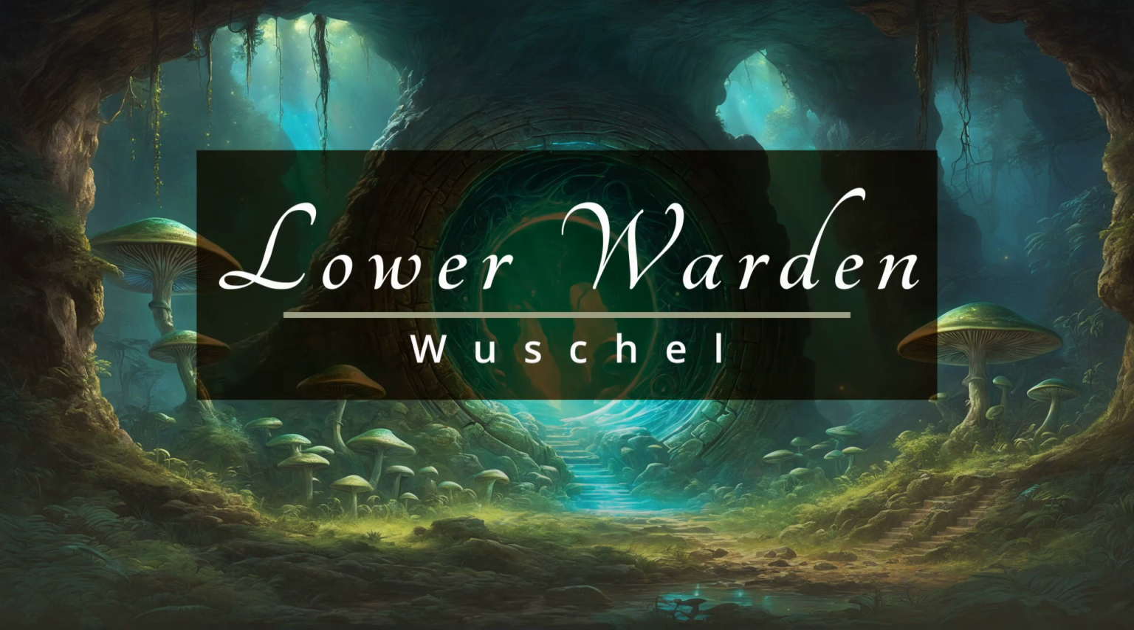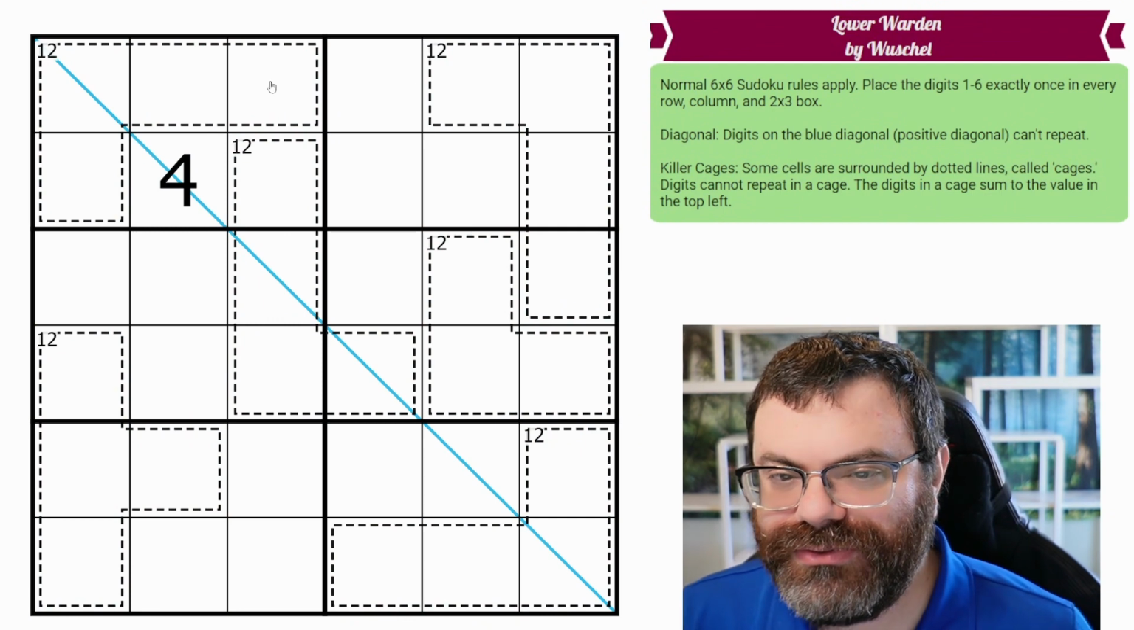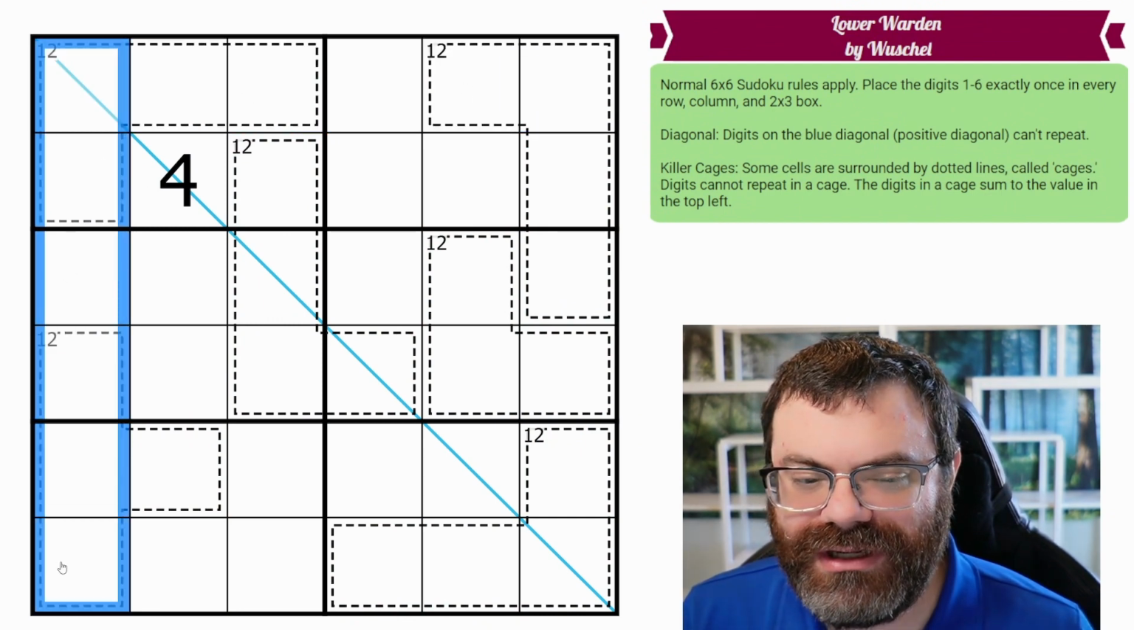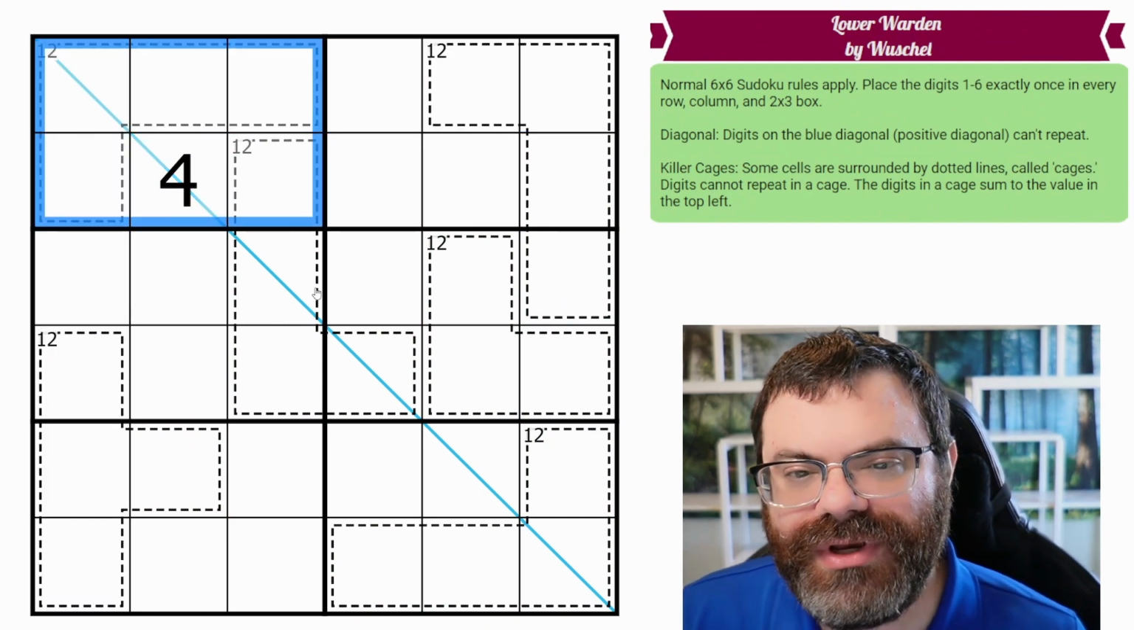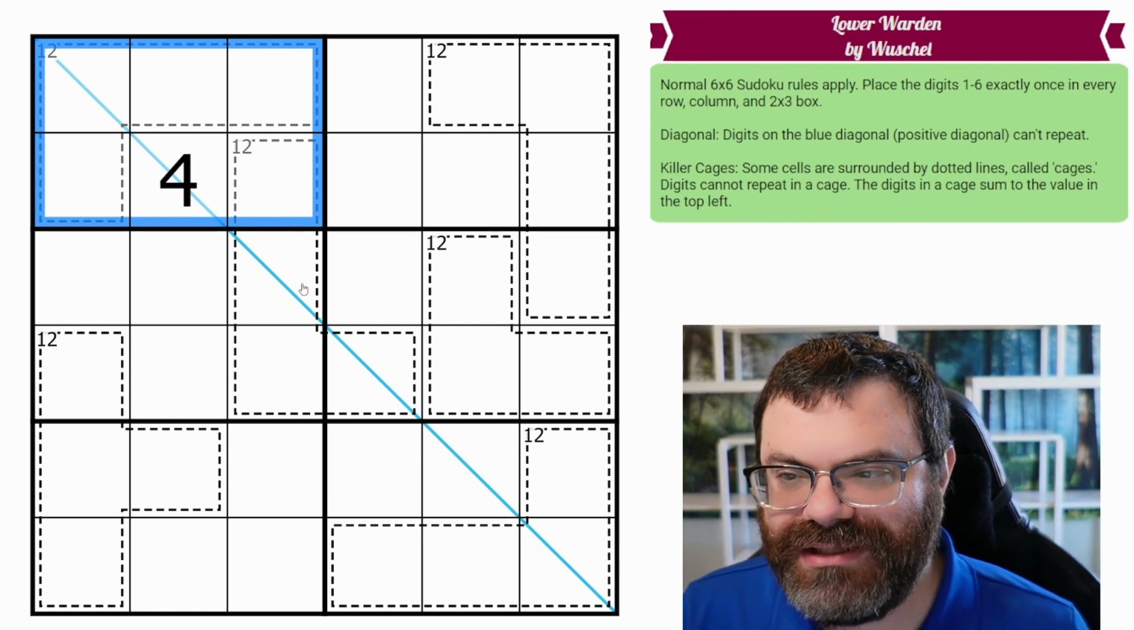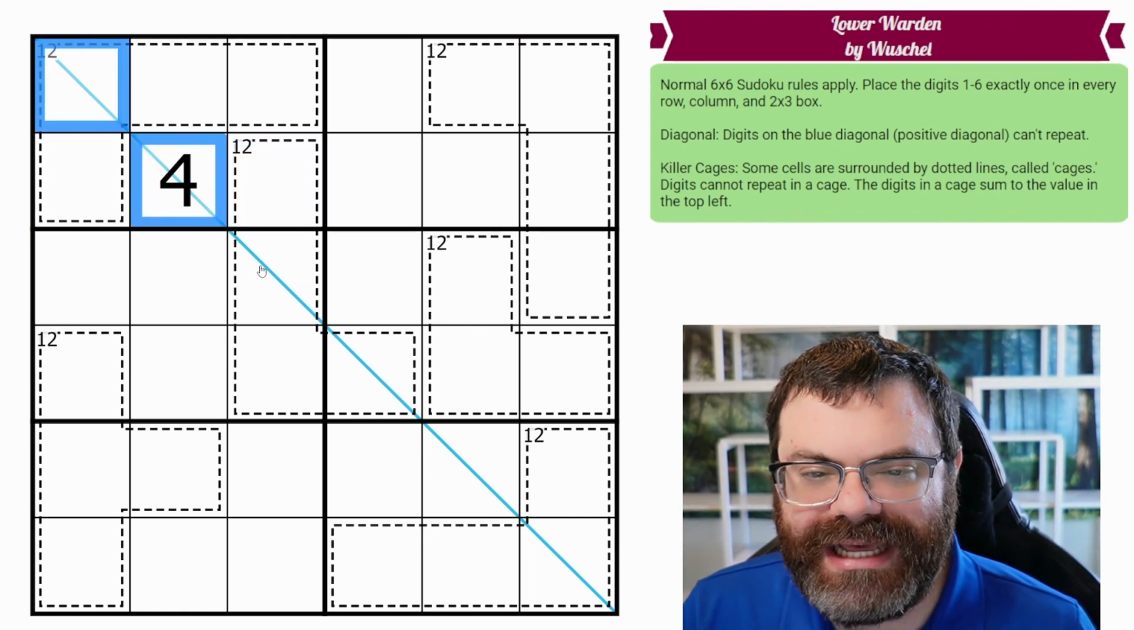Hello, let's continue our Sudoku adventure with Lower Warden by Wuschel. So we have normal 6x6 Sudoku rules. That means in every row, every column, and every 2x3 box, we are placing the digits 1 to 6 exactly once each. We also have this blue diagonal in the grid.